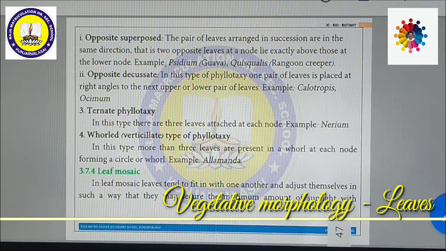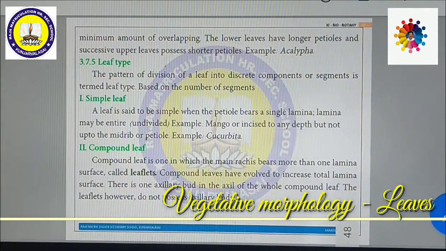Another type is leaf mosaic. In leaf mosaic, leaves tend to fit in with one another and adjust themselves in such a way that they may secure the maximum amount of light with the minimum amount of overlapping. The lower leaves have longer petioles and the successive upper leaves possess shorter petioles, in such a manner that they can arrange. Acalypha. In the Kuppaimeni plant, if you see, they have this type of arrangement.